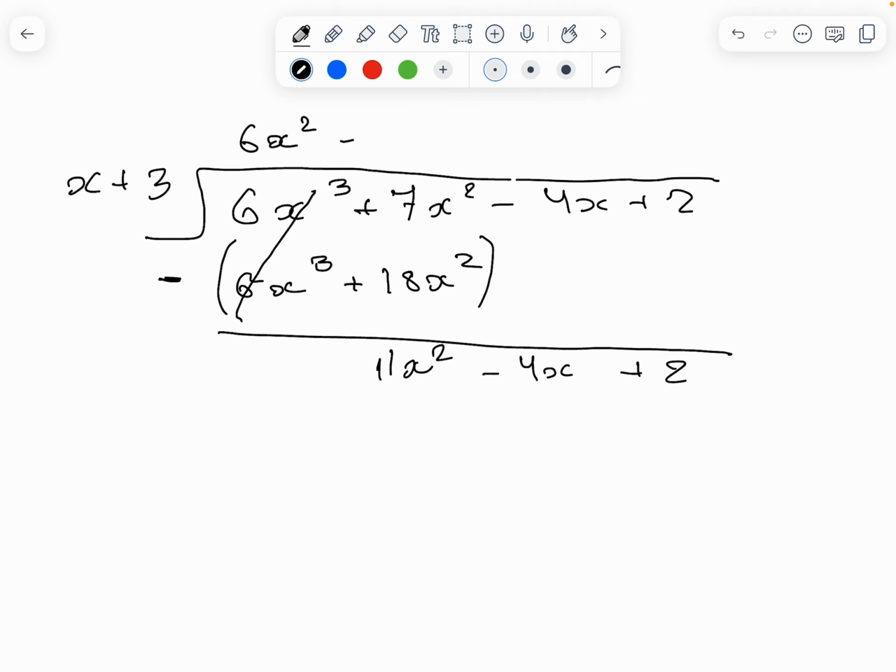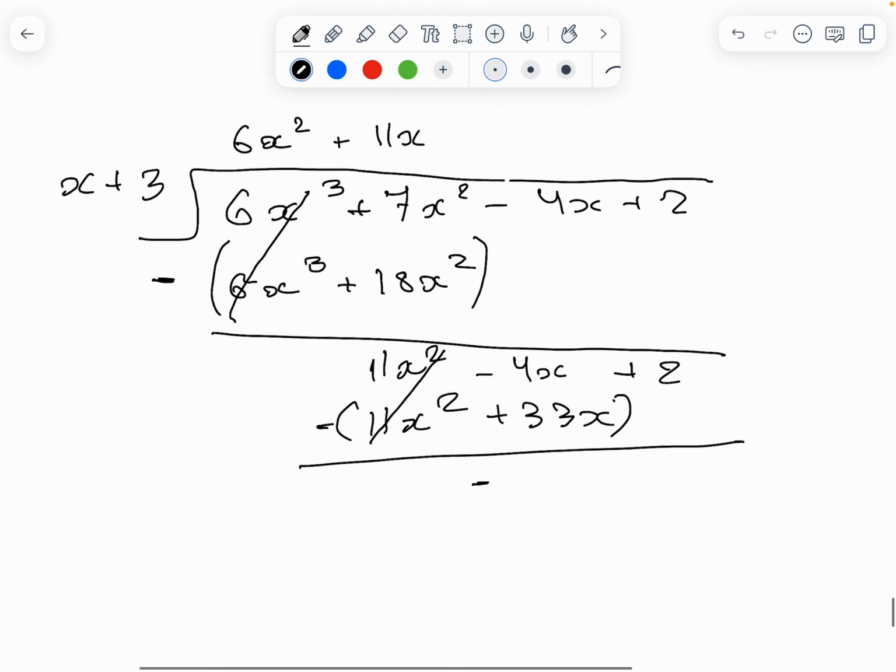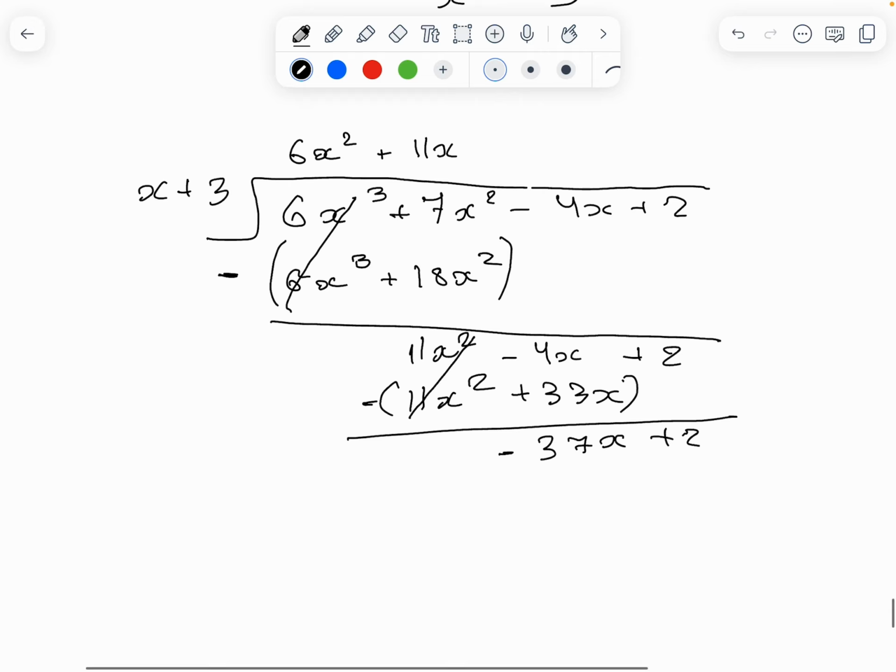Now to get from x plus 3 to 11x squared, or just x to 11x squared, you would multiply by 11x. So we bring our 11x squared, because these two multiply, and 33x, minus sign, brackets, close, these two cancel, and minus 4x minus 33x gives us minus 37x plus 2. Now to get from x to minus 37x, you just have to multiply by negative 37.